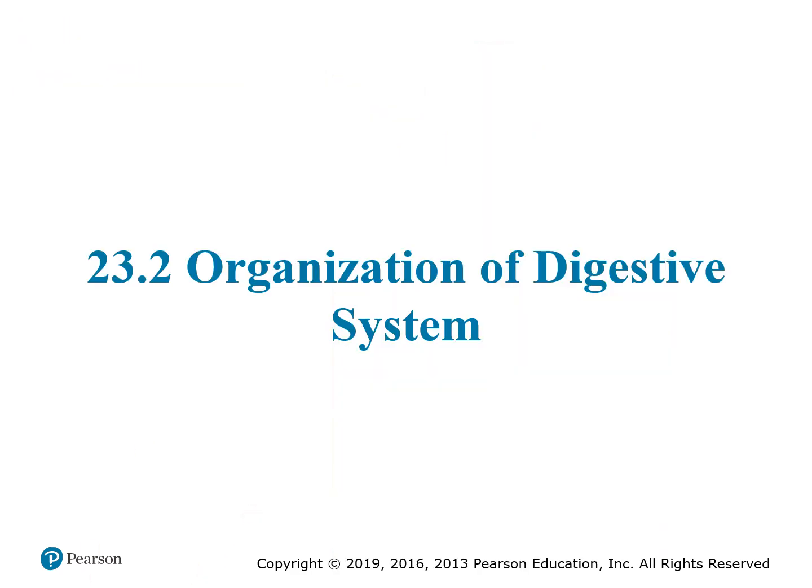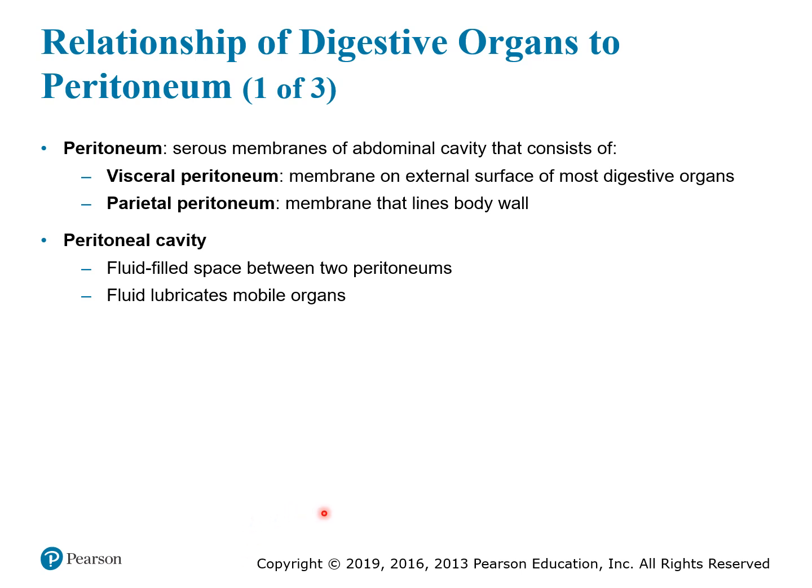Organization of the digestive system. Let's see how the digestive system is organized. There is a serous membrane known as the peritoneum. It lines the abdominal cavity, and it consists of a visceral peritoneum and a parietal peritoneum.